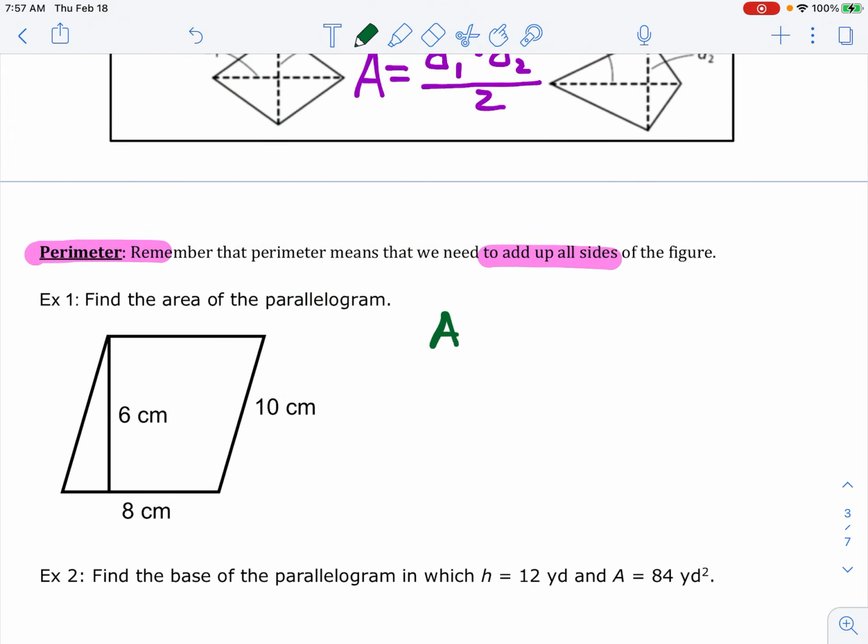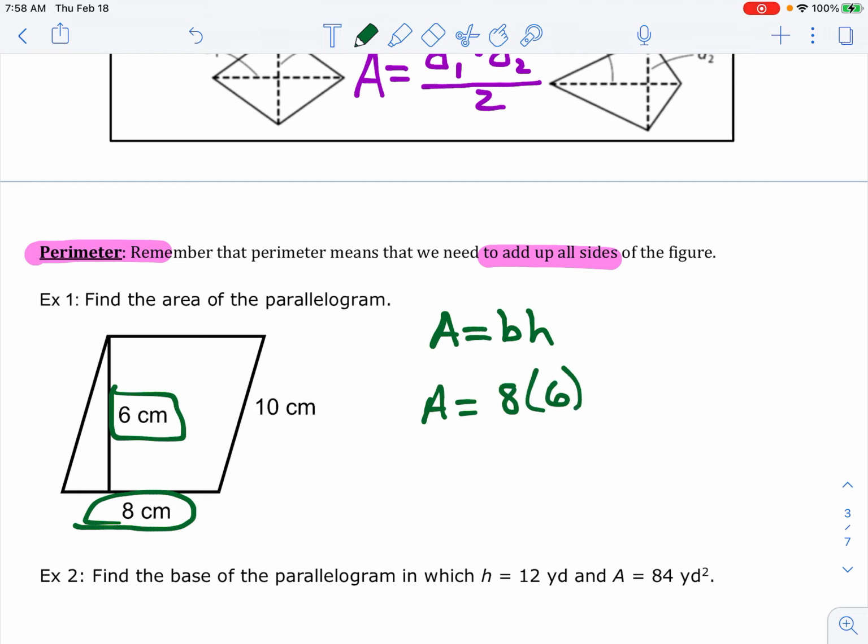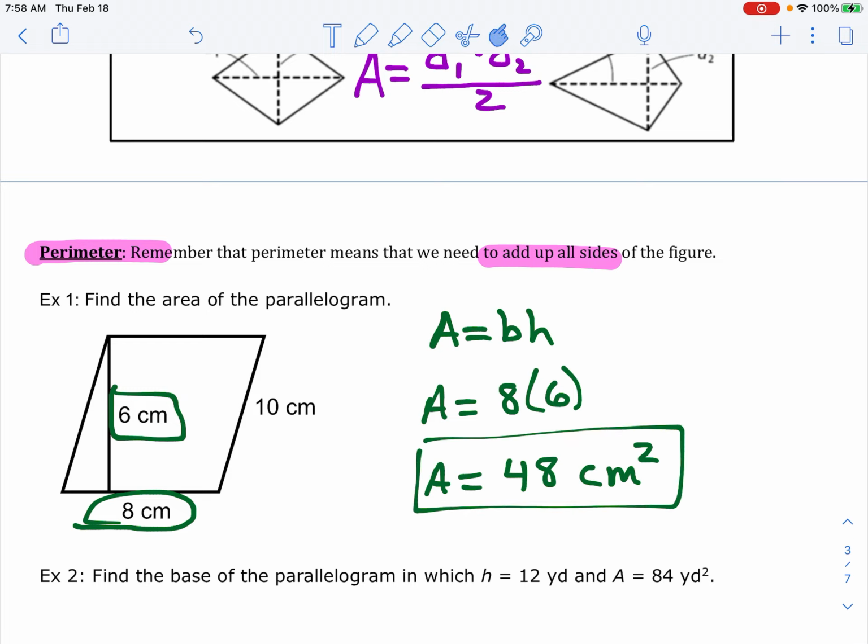All right, so here we go. Area of a parallelogram, I'm going to identify my formula. My formula for a parallelogram is base times height, so I need to identify a base and a height. A base is my non-diagonal piece, so the 8 is my base. My height is the drop down from the two non-diagonals, so my height is 6. So to find the area, I'm going to take base 8 times height 6. That gives me 8 times 6 is 48, and remember it's area, so I'm going to label it centimeters squared.